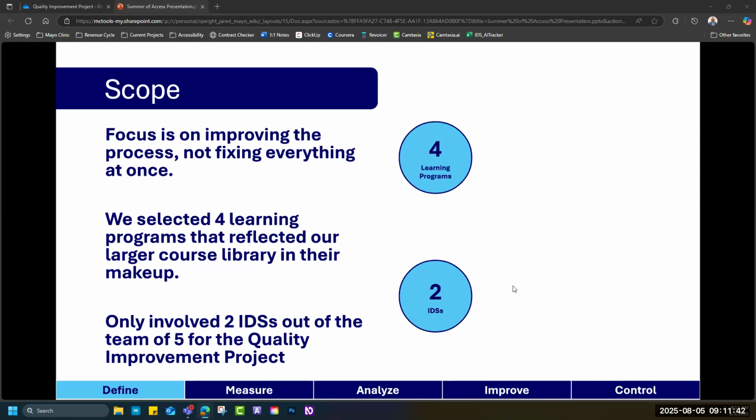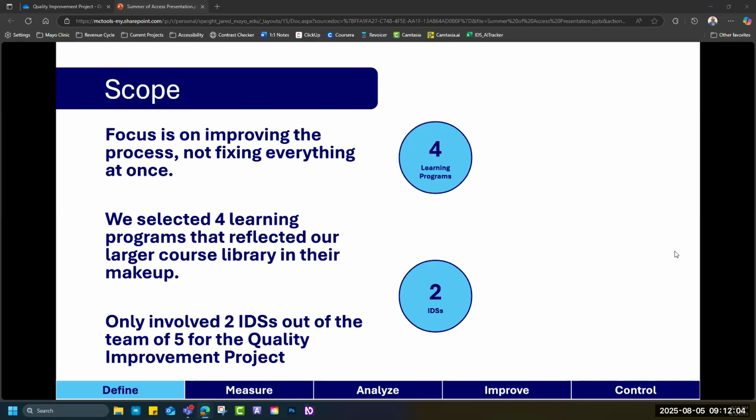So, which leads me into the scope. In the DMAIC define phase, it's also important to set clear and realistic strategies. From the beginning, we were using the DMAIC process, and instead of trying to improve everything or fix everything at once, we used a focused strategy.